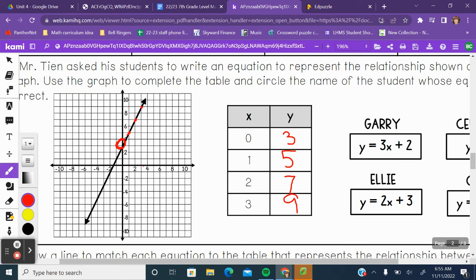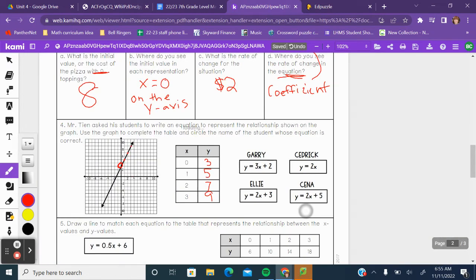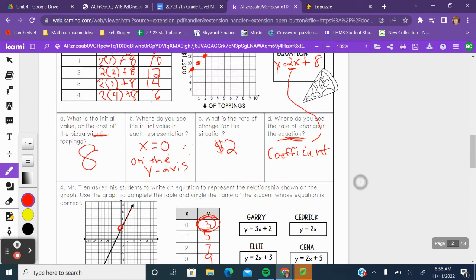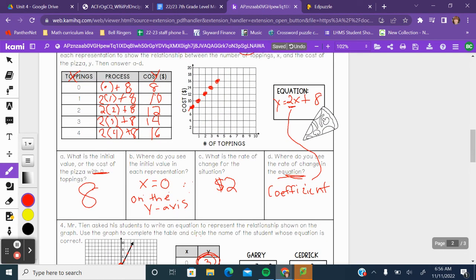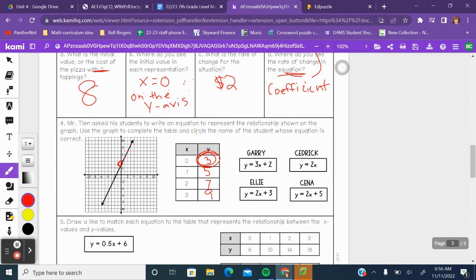Okay. Now, if we go back to what we used in logic here, our initial value was when x is 0. So this is going to be our initial value. And if we looked back here, that initial value 8 was at the end of the equation. See right here? So if we were to have this equation, we want the 3 to be at the end. Which of these has the 3 at the end?